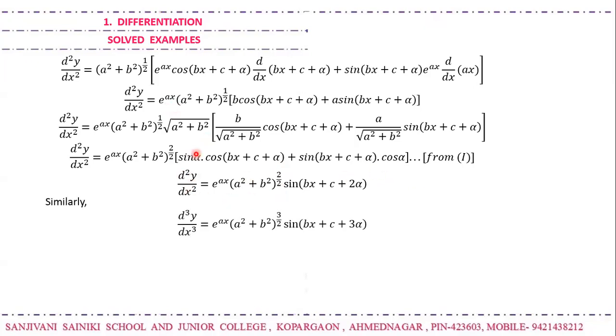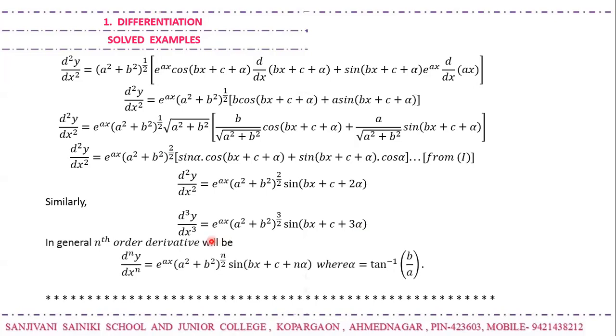Now on the same line we can find the third order derivative: e raised to ax a square plus b square raised to 3 by 2 sin bx plus c plus 3 alpha, where alpha is tan inverse of b by a. So we can generalize this and we will get the nth order derivative, d^n y by dx raised to n, is e raised to ax a square plus b square raised to n by 2 sin bx plus c plus n alpha, where alpha is tan inverse of b by a.